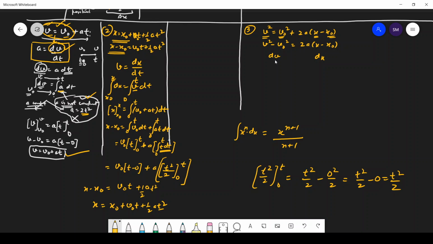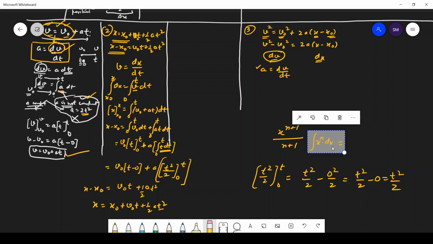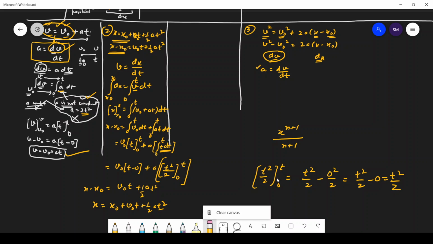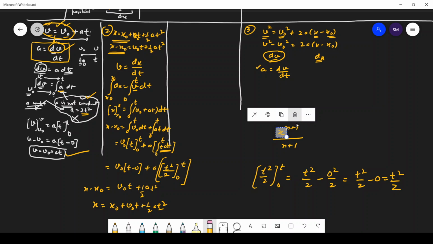Yes, sir. So how do you get an equation which contains both dv and dx? So let us see. You have a equals, acceleration is dv by dt, okay? Because if you need dv, definitely you need acceleration. You can't get change in velocity without acceleration, right? So this is the hint I get from here, okay? Let me just remove this thing.